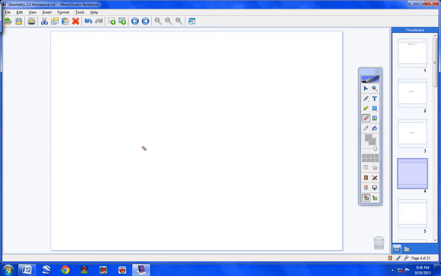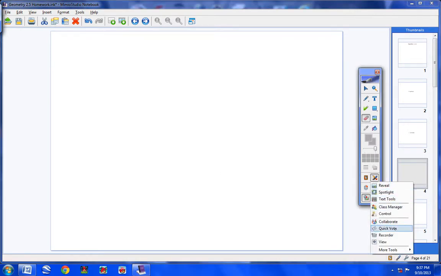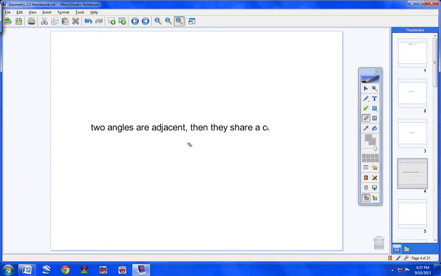Adjacent angles share a common side. Now, for numbers 3 and 4, you need to rewrite the statement in if-then form, or as a conditional. So I wrote, if two angles are adjacent, then they share a common side. You might have said, if adjacent angles, then they share a common side. That's okay, but try to make it more smooth, more common language, like, if two angles are adjacent, then they share a common side.